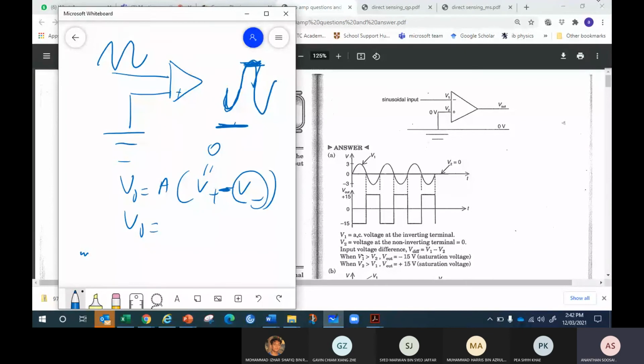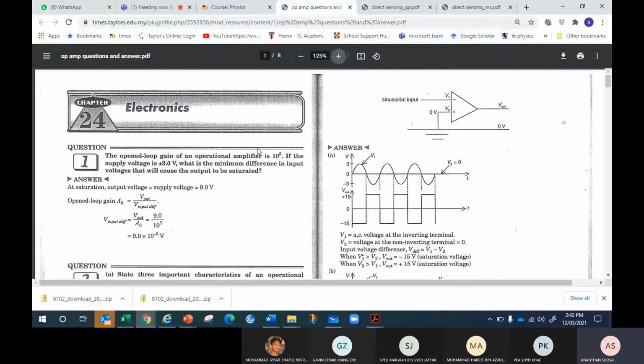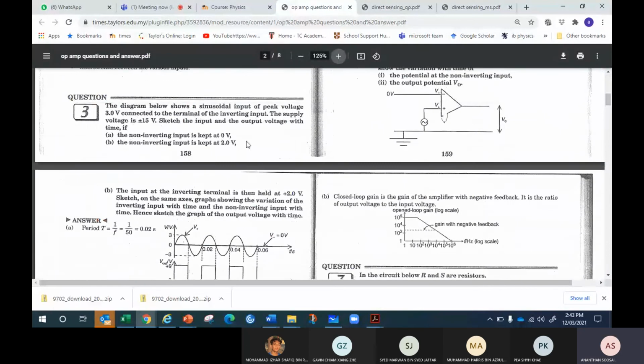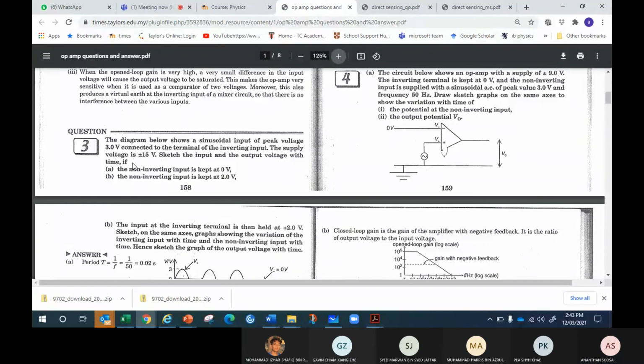So this is the graph. The first sinusoidal is the input, and the square wave is the output, negative 15, positive 15. Okay, so that's the question for the first one: how the input and output voltage graph looks with time if the non-inverting input is 0 volt.